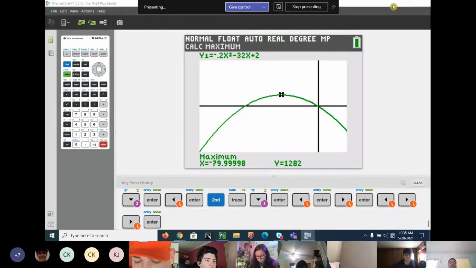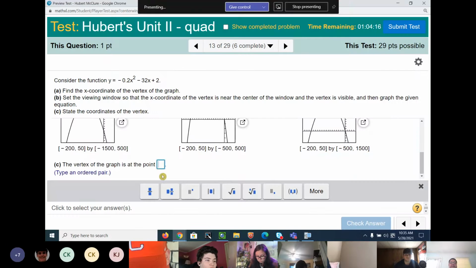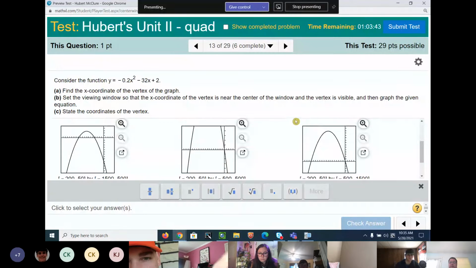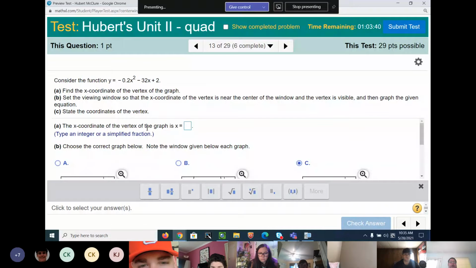And I'm going to go back to the question. Negative 80, that says ordered pair. And what does it have outside the ordered pair? Parentheses. So that means you better put it in parentheses. Again, read the directions. Now I'll probably get it wrong because I put parentheses. And that'll be 1282, close parentheses. Negative 80. Oh, thank you. And where's the next question? Because I can't hit check answer. So it's got to have another. Oh, the x coordinate of the vertex is negative 80, whatever. All right.